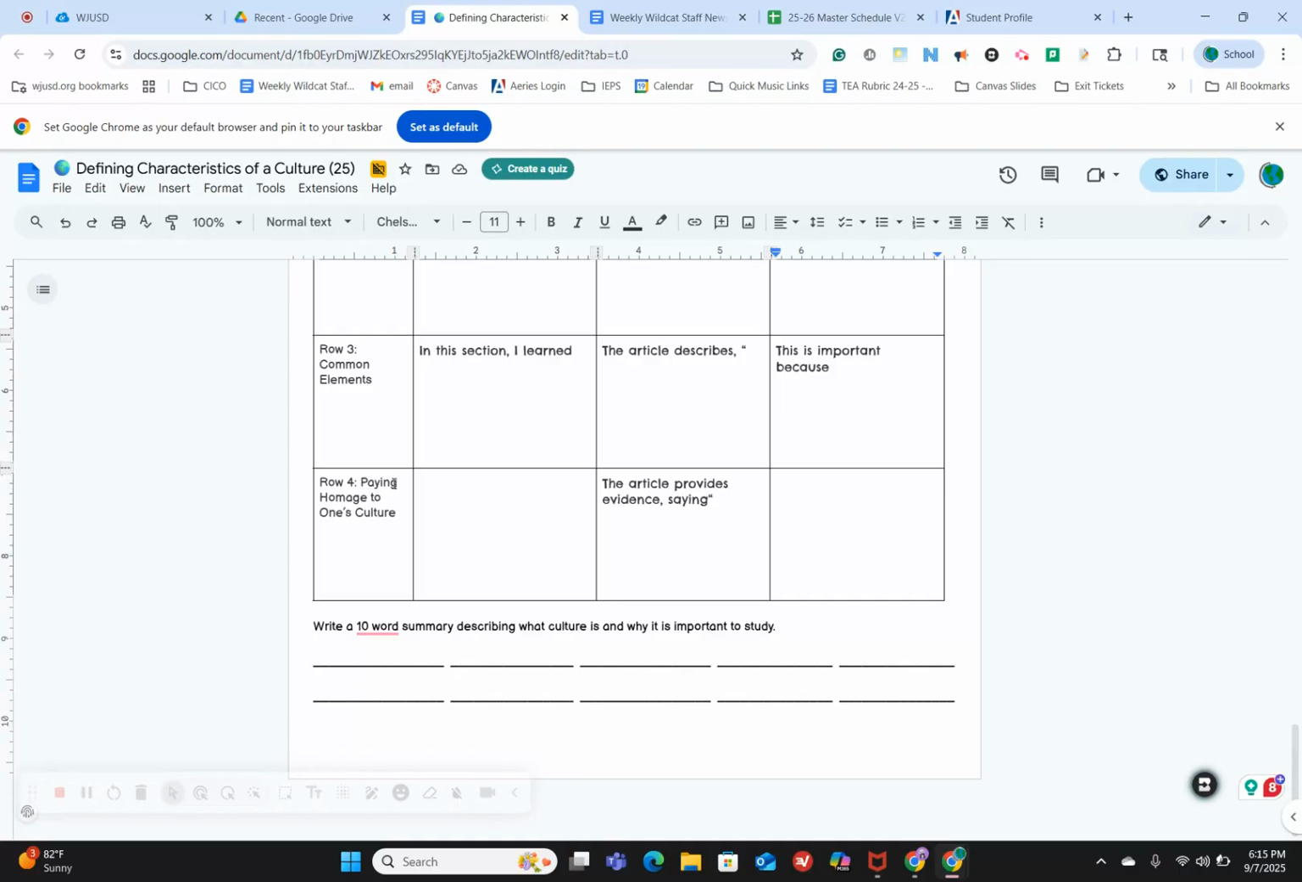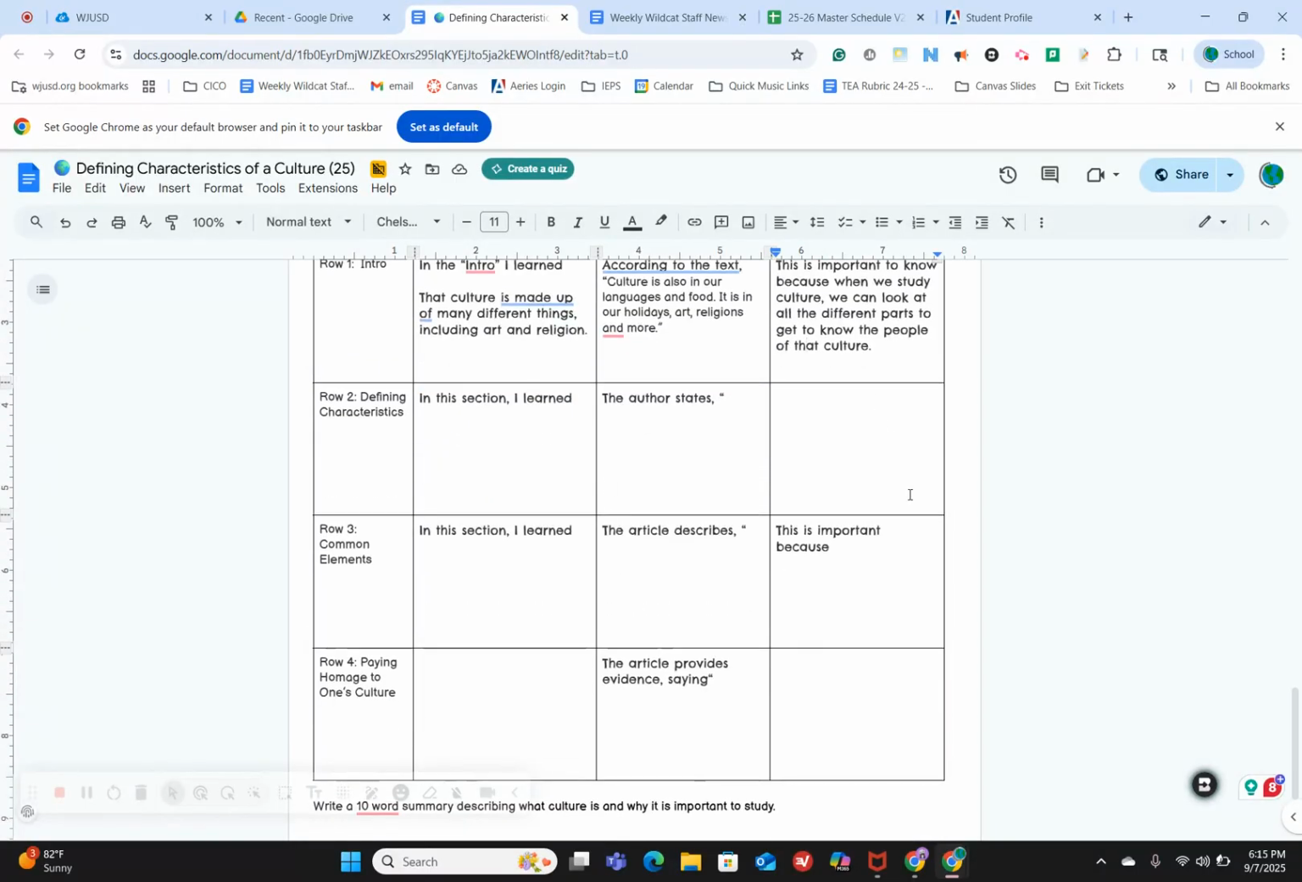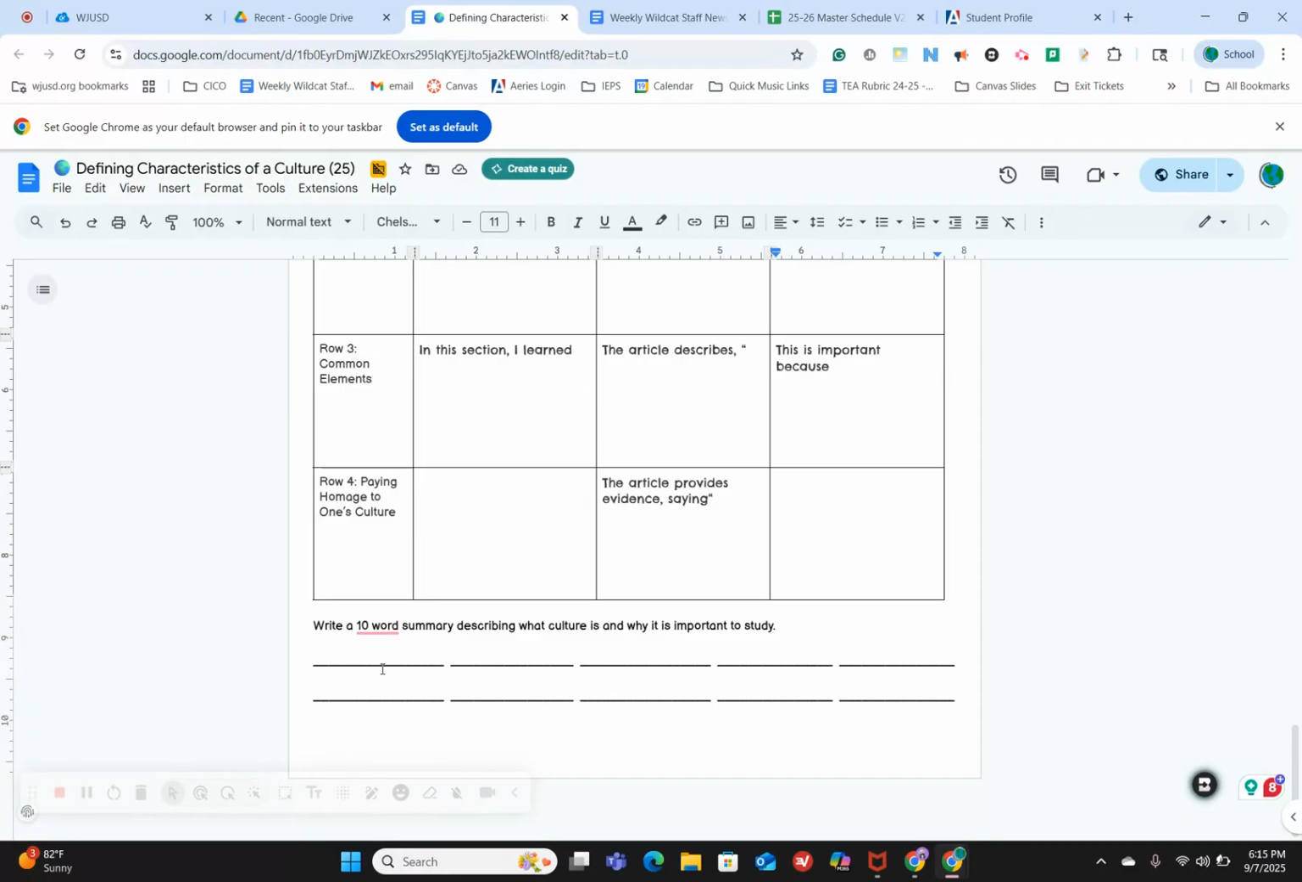All right, so you have your whole box filled in. The last thing you're going to need to do is to write a 10-word summary describing what culture is and why it's important. So you've got 10 lines here. You're going to figure out one really good complete sentence that really summarizes what you have in your chart right here. Think about the keywords that you used. Think about the quotes that you used, and write one really good sentence telling me what culture is and why it's important. You can only use 10 words though, no going over, no going under. So it's got to be 10 exactly.